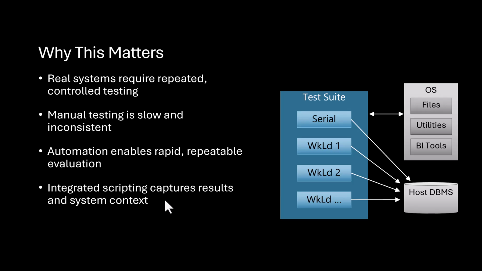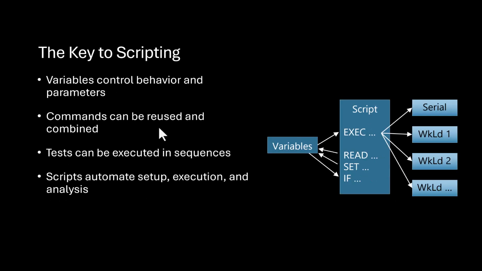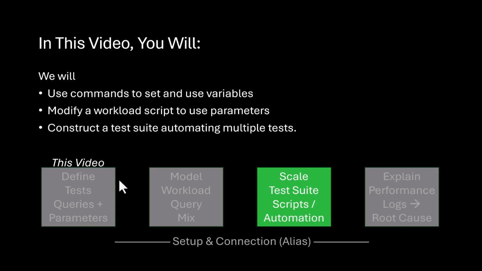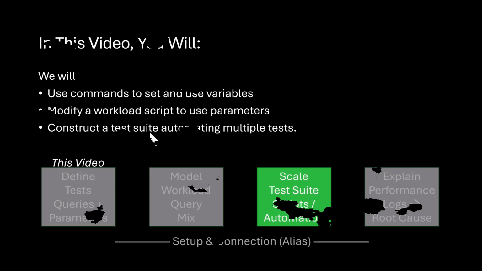This approach evolved from real-world engagements where dozens or even hundreds of tests had to be executed in a limited time window. Automation made that possible. Scripting allows you to control behavior using variables, reuse commands, and execute tests in sequence. This enables automation of setup, execution, and analysis. We'll start with variables in TrueBench, then modify a script from a prior video to make it parameter-driven, and finally, use scripting to automate a suite of tests.